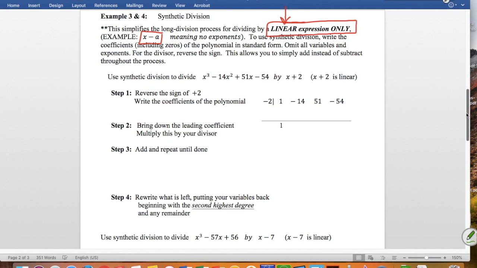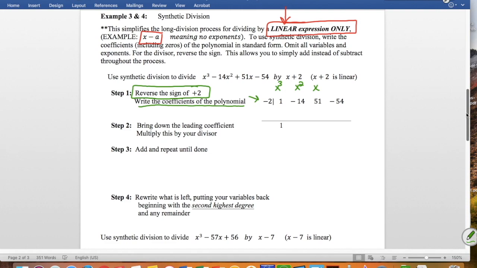So your very first step is to reverse the sign of the 2. So since it's x plus 2, notice I'm dividing by a negative 2. Okay? Then I'm going to write the coefficients of the polynomial. So I took my 1 that was in front of x cubed. I took the negative 14 that was in front of the x squared. I took the 51 that's in front of the x. And then I took the negative 54, which is my constant.